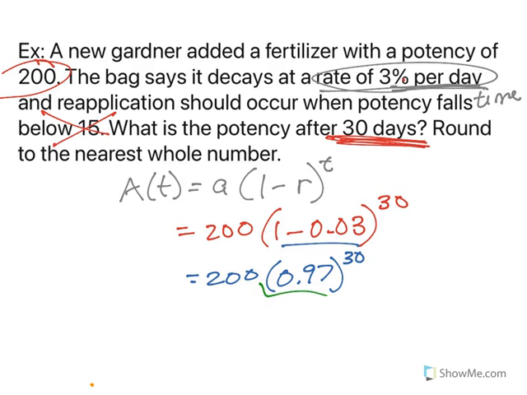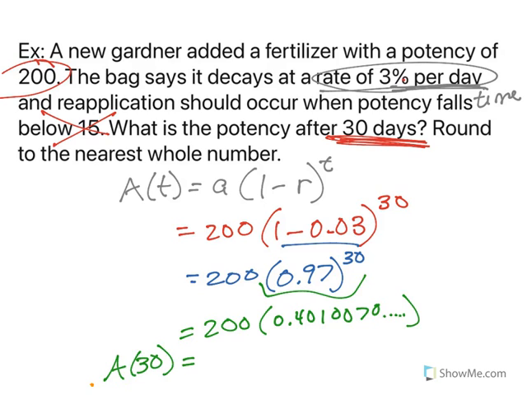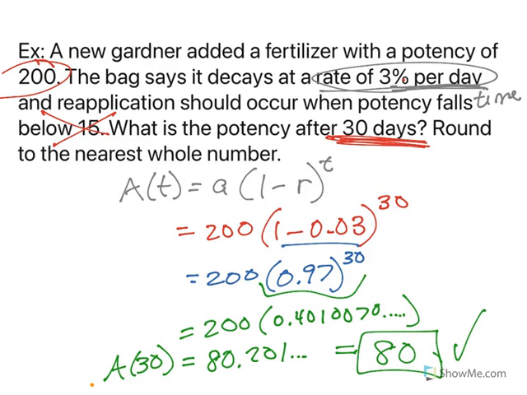Now we do the exponent next. So 0.97 to the 30th power is going to give me 0.401070, and it goes on and on and on. Don't round in your calculator. Leave that answer with all of its decimal places and just multiply by 200. That will give us, after 30 days, the amount equals 80.201, which rounds to the nearest whole number of 80. So the potency after 30 days will be 80.